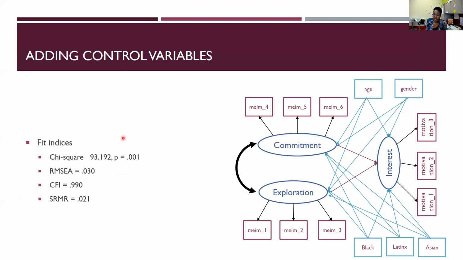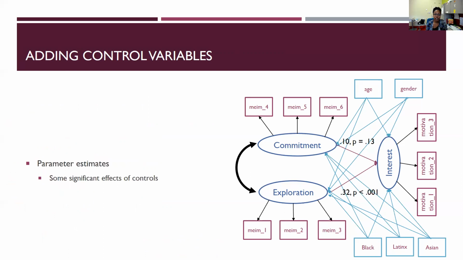All right, here's our model fit. It's still wonderful. Actually, our control variables have not changed the model fit very much. And if we look at our parameter estimates, we're still mainly interested in the effects of commitment and expiration. You can see those numbers change, well, for commitment change very slightly, not too much. Some of these control variables do have significant effects, so that's interesting. And if you look at the results on Moodle, you'll be able to see what those are.